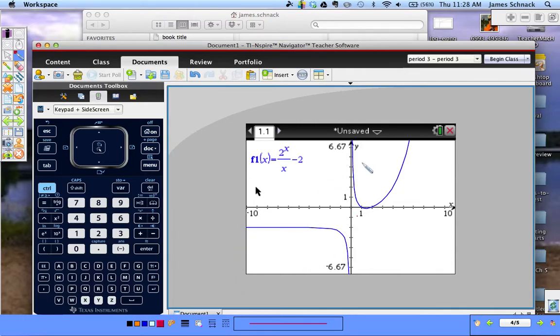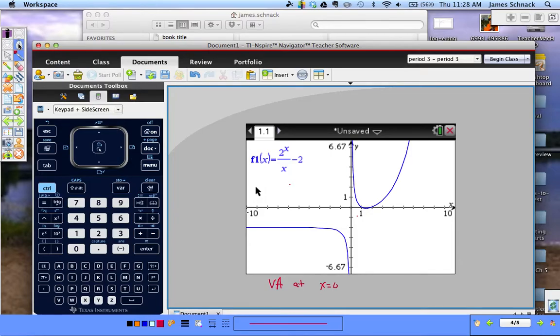So, let's look at this, over x. What does that tell us? It tells us that x equals 0 is undefined. And if we look at the graph, it certainly looks like there's a vertical asymptote there. So vertical asymptote at x equals 0. Good there. So that means that there's no y-intercepts.